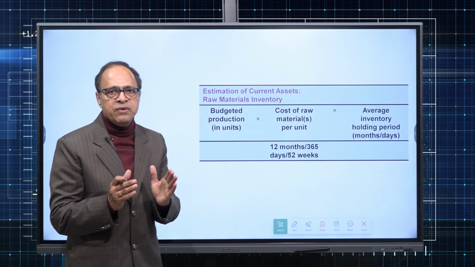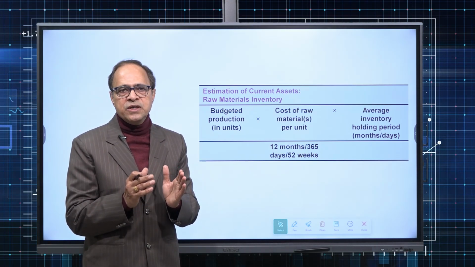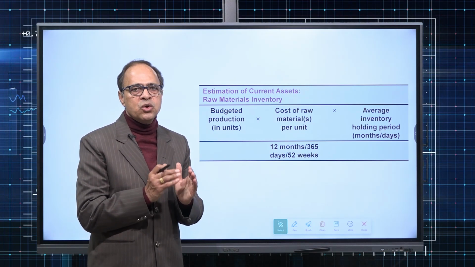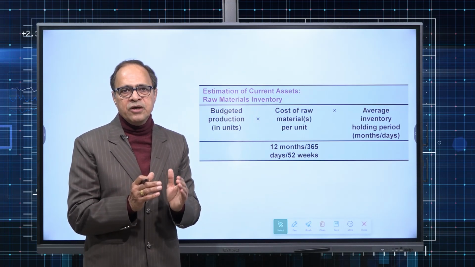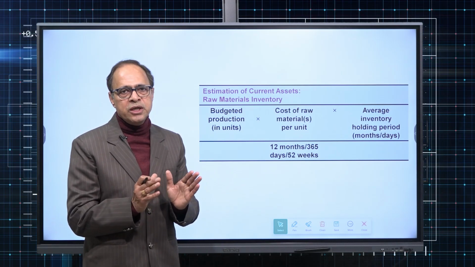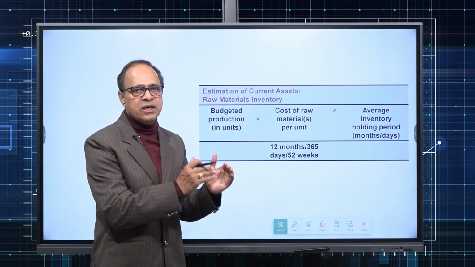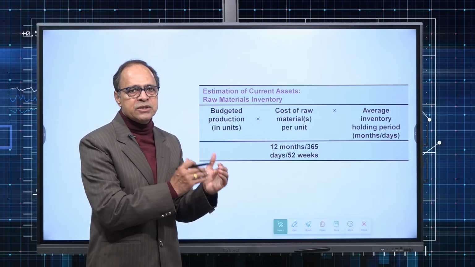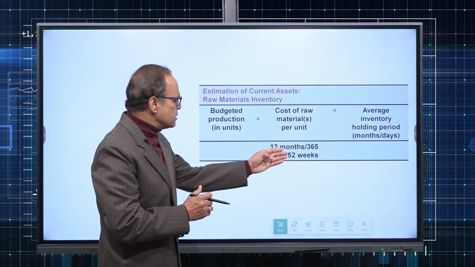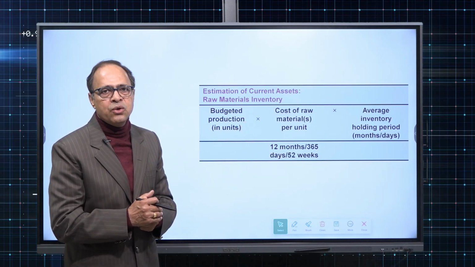Remember, average inventory holding period may be in days, months or weeks. If it is given as 2 months, that means on an average the company is keeping a stock of 2 months' requirement of raw material. If it is in weeks, then accordingly weeks. So that is the holding period, it will be given to you. The holding period simply specifies on an average how many days or how many months of inventory we keep in stock, divided by 12, 365 or 52, depending upon how your average inventory holding period is given.